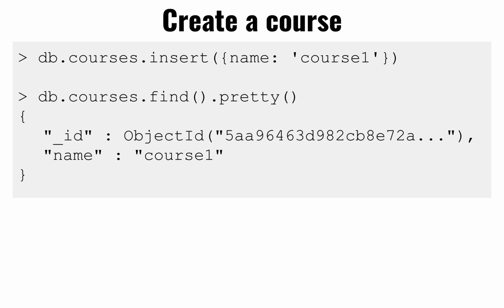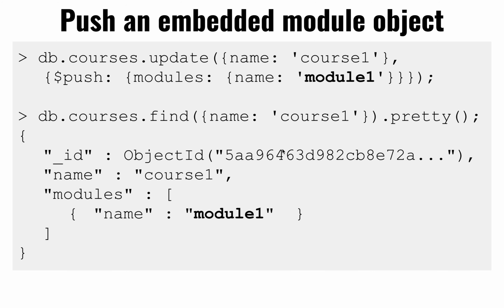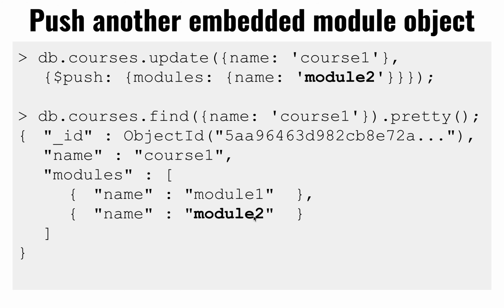First, we create a course. We add a couple modules to the course. That's easy, right? We set modules to an empty array for that particular course. So there we have it. Modules is empty, and then we push into the modules. We just add maybe a couple modules. Yes, a couple modules. There's module 1, module 2.